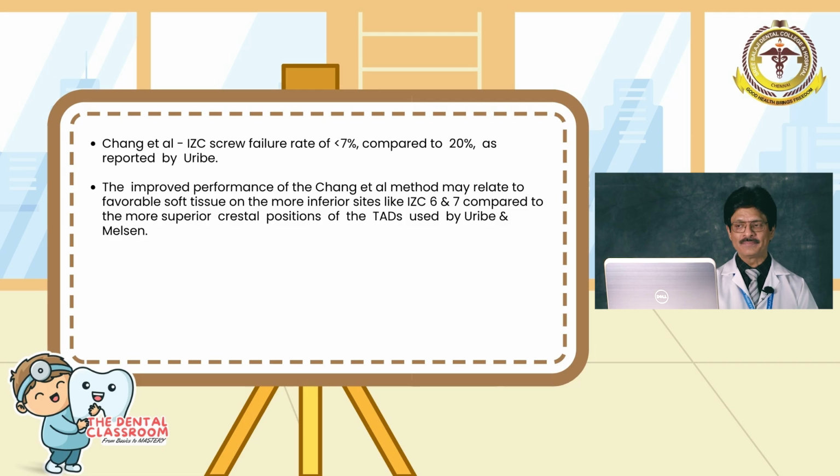So Chang et al. said IZC screw failure rate is just about less than 7% compared to what Europe thought, which is about 20%. So the conclusion was the improved performance of the Chang et al. method may relate to the favorable soft tissue on the more inferior sides like the IZC 6 and 7 compared to the more superior crestal positions of the TADs used by Europe and Melsen. So the different views of two different authors.